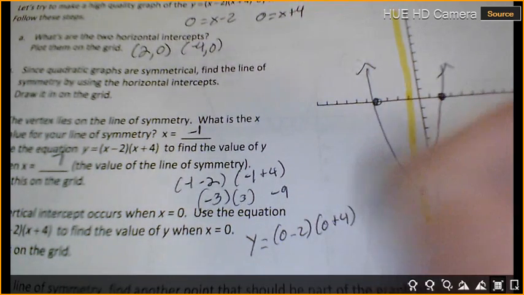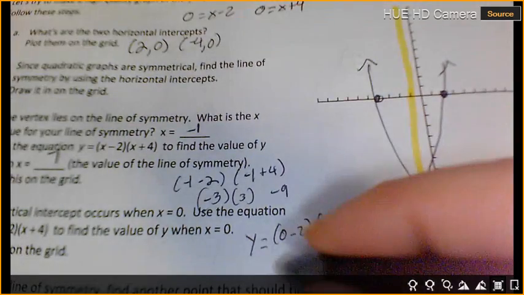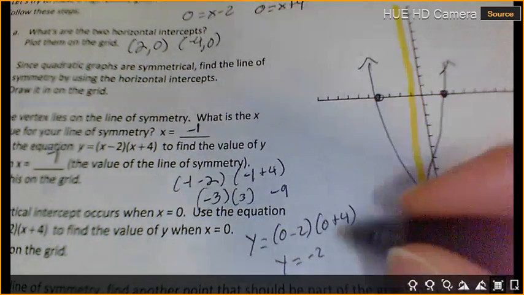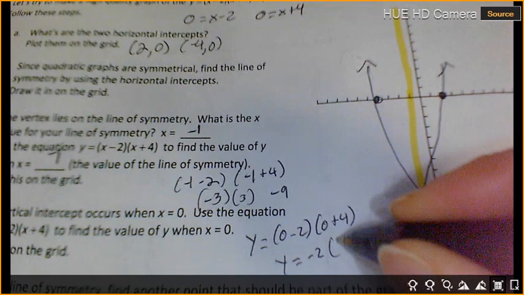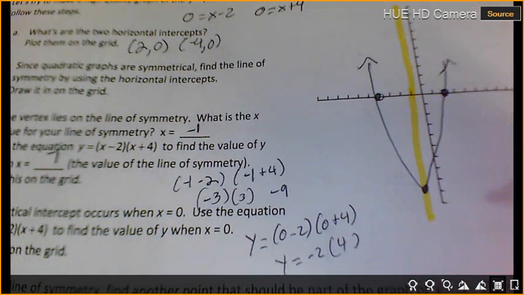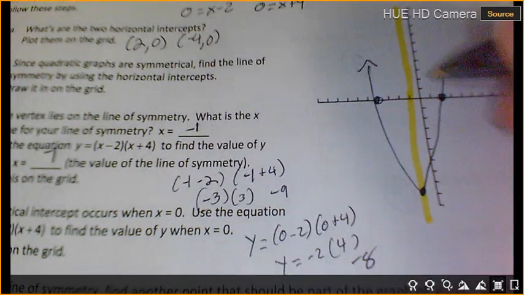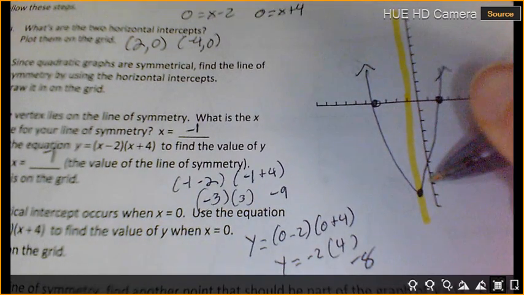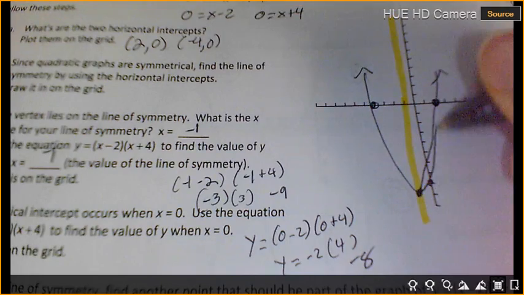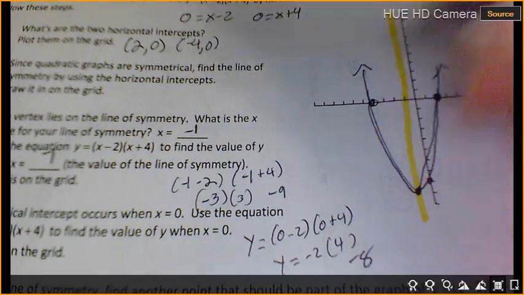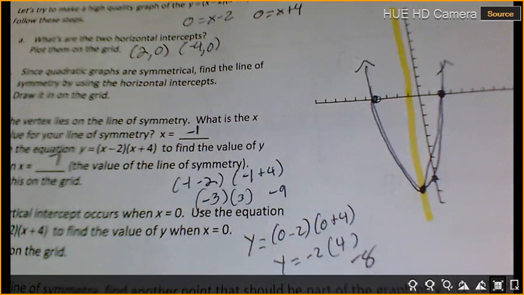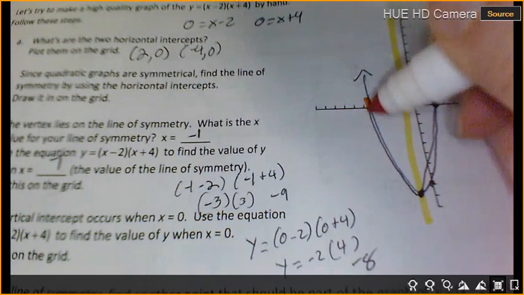What's 0 minus 2? Negative 2. What's 0 plus 4? 4. What's 4 times negative 2? Negative 8. So it should cross right here at negative 8. So I should cross right here. So that would look a lot better. Okay, so I corrected it. And I'm going to draw over in orange the correct part.